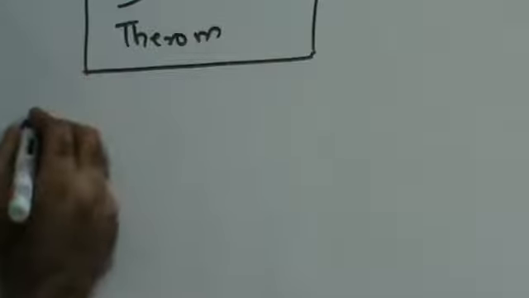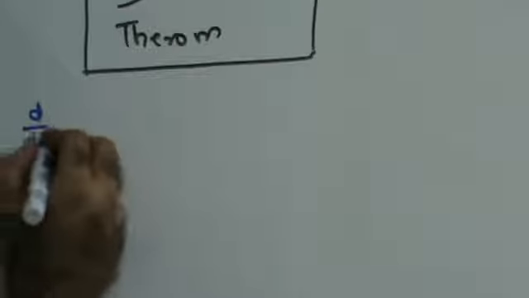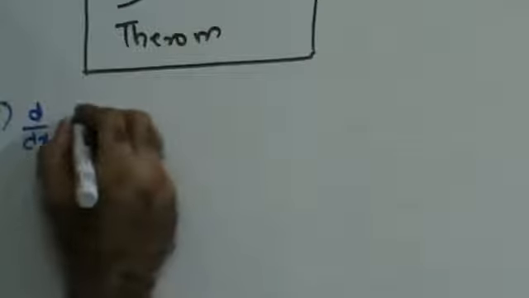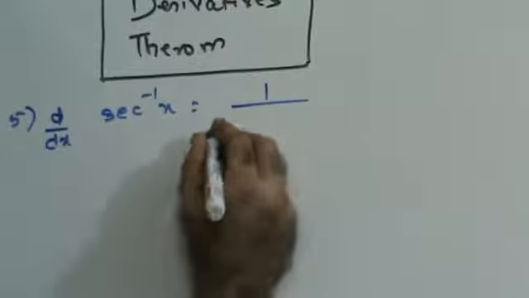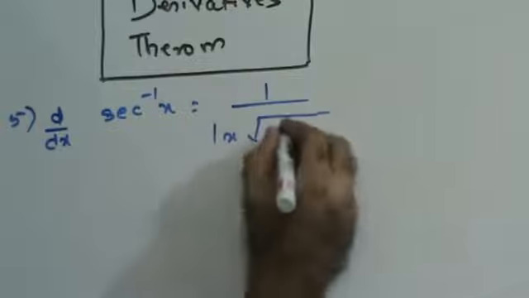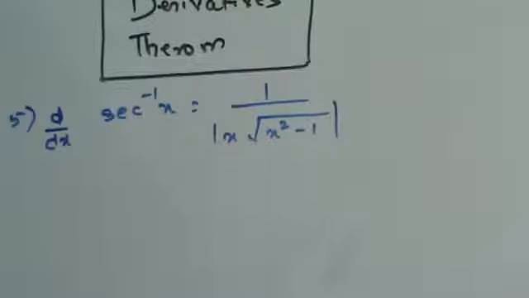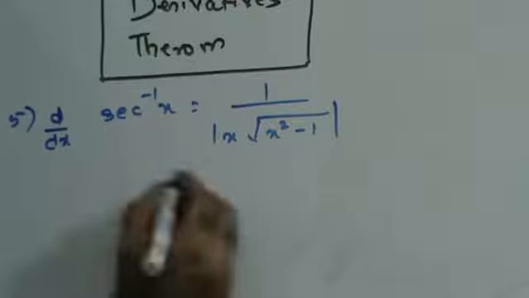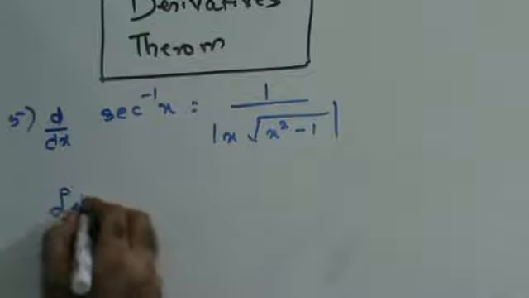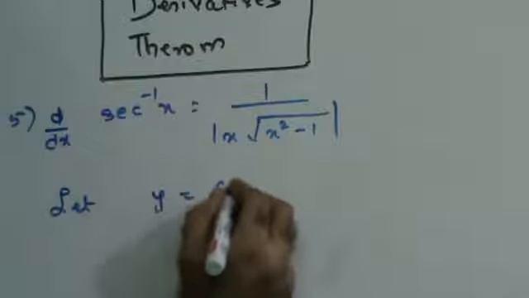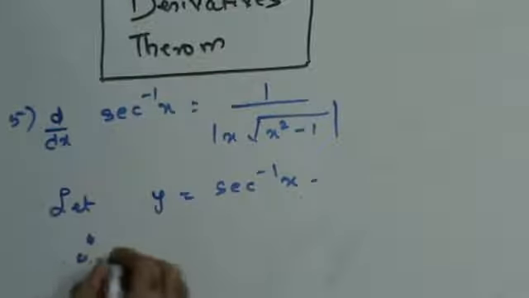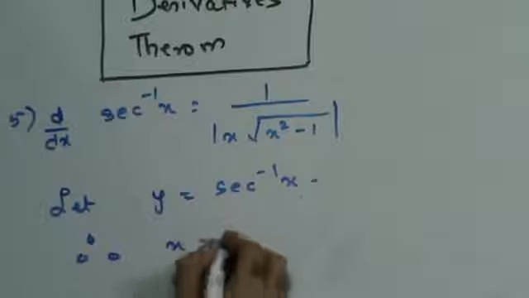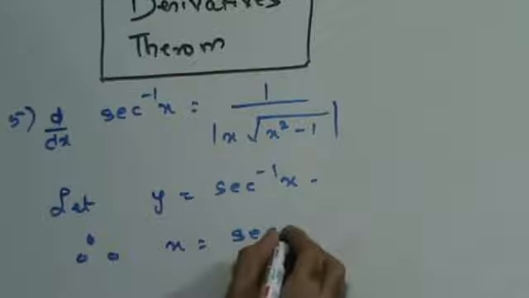Prove that d by dx of sec inverse of x is 1 upon modulus of x, square root of x square minus 1. Fine. Right? You will say, let us assume that y is equal to sec inverse of x. Therefore, I can say that x is equal to sec y.